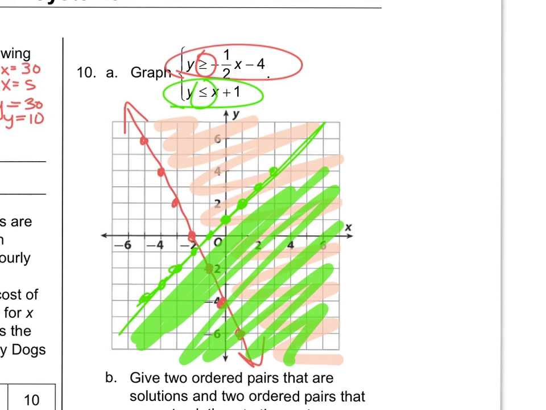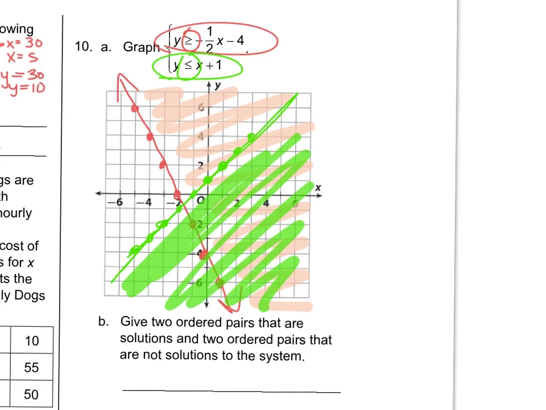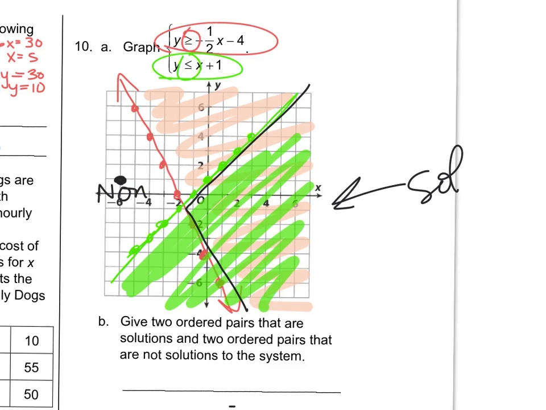And when we look at where they're overlapping, the next part says to give two that are solutions and two that are not solutions. So the solution area is this whole section over here where they're overlapping. So you just want to name any two ordered pairs in that section. And then non-solutions are everything else. So for example, like -6 and 1, this would be a non-solution because it's not in the double shaded area. 0, 0 would be a solution because it is in the shaded area. So make sure you have 2 points named for part B.